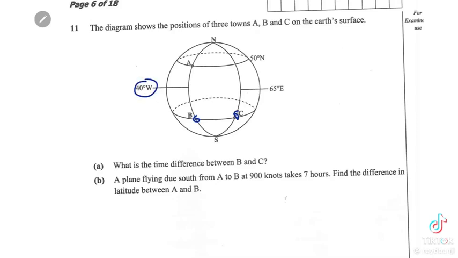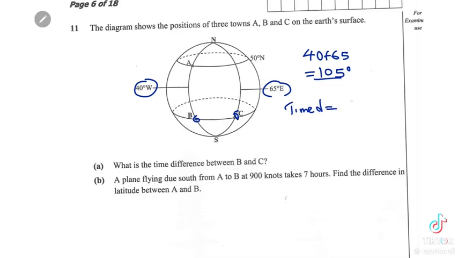This one is sitting at 40 degree west. This one at 65 degree west. You know that east and west add. So their difference is 40 plus 65, and this gives us 105. Now, after you found the difference in longitude, you can find the time difference.